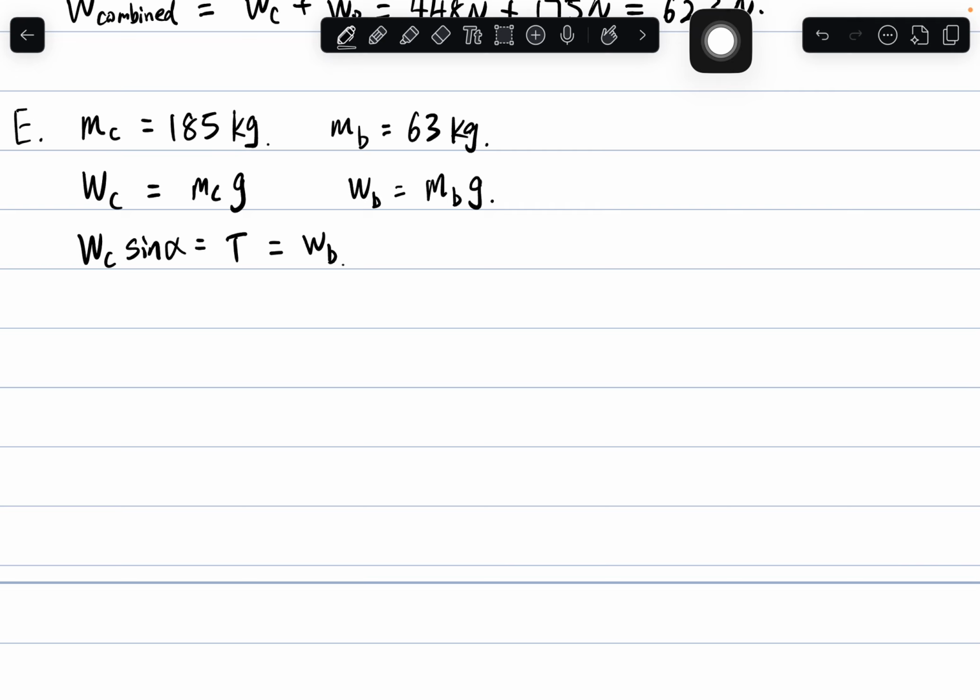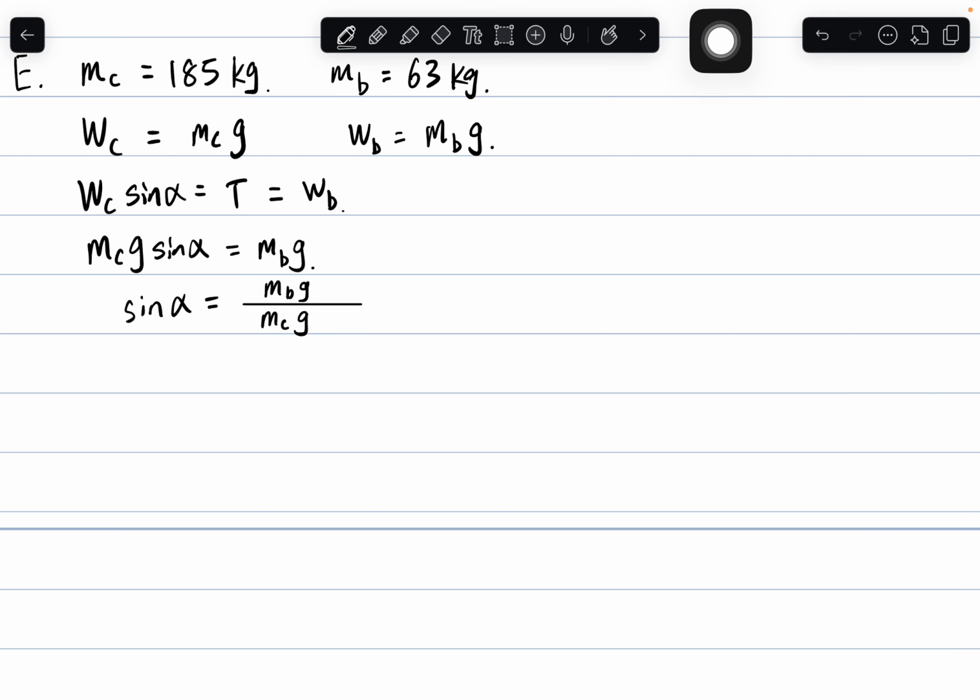So question E asks for the slope. So we have M cart G times sine of alpha equals M bucket times G. And then we can tell, so sine alpha equals mass of the bucket times G divided by mass of the cart times G.